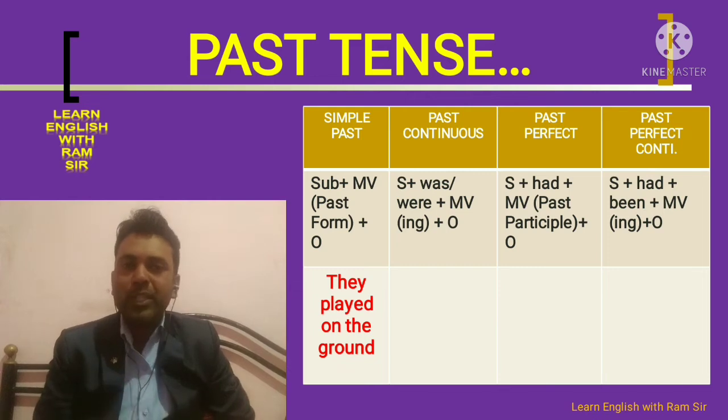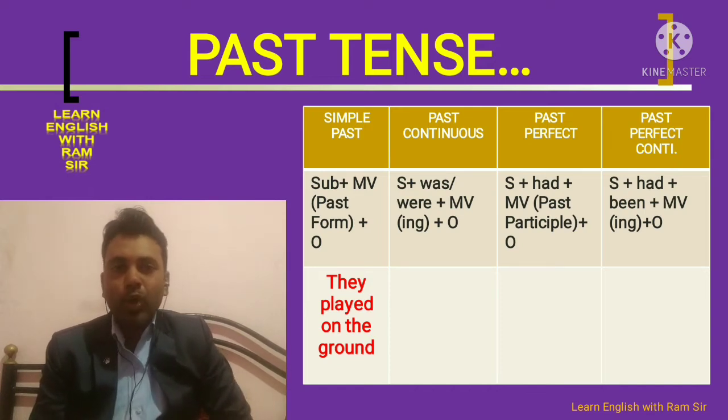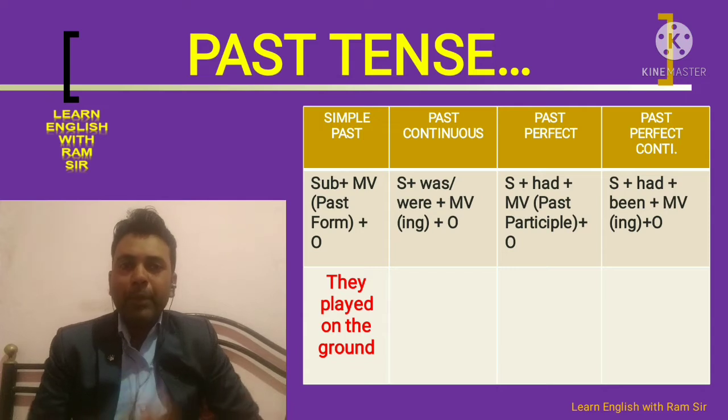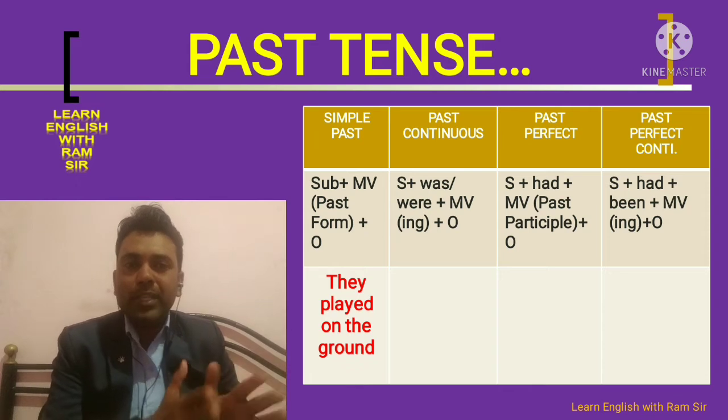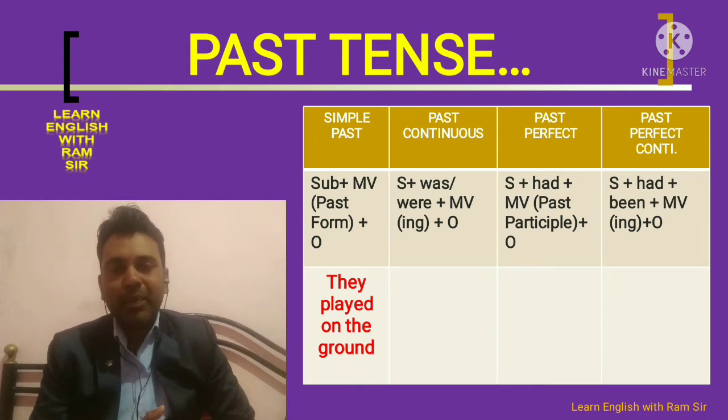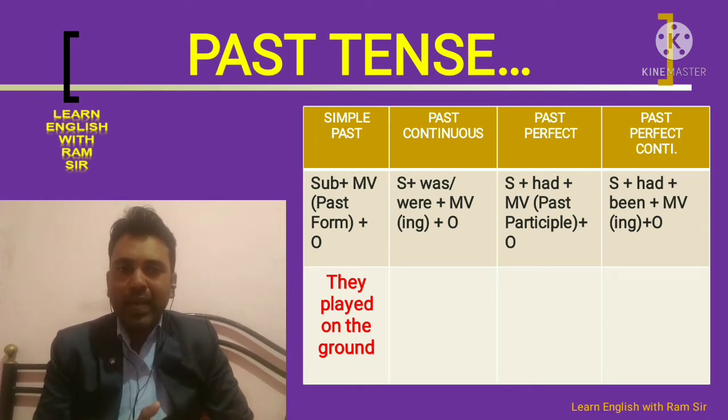You have to convert this particular statement into the remaining three types, that is past continuous, past perfect and past perfect continuous tense. So let's do this particular task. Before me, you have to complete this particular task. I am going to tell you the answer, but before that, you have to write down the answer of this statement in all three tenses properly. I hope that you will do that. Just pause the video for a while and do this particular task.